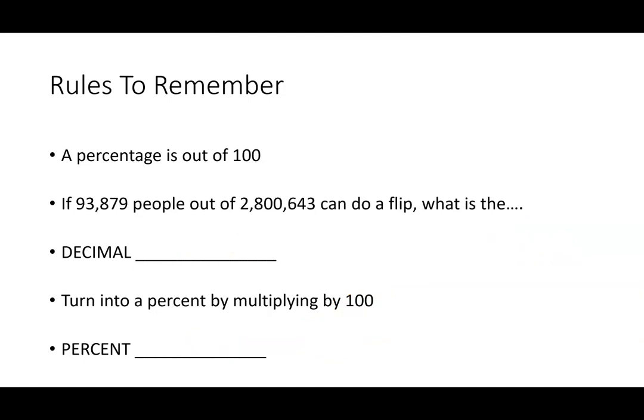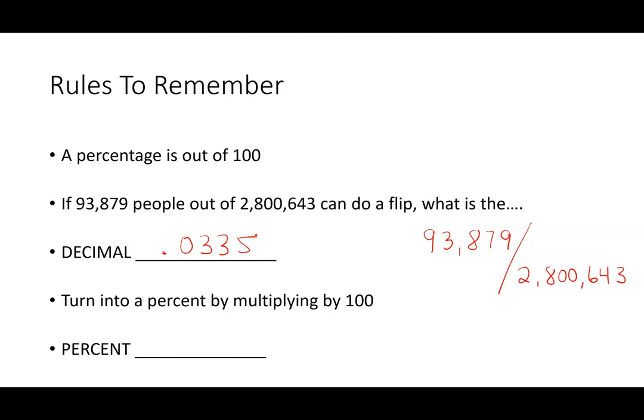Let's try another one. Now the numbers are larger, but it doesn't matter. It's all about a ratio. So I'm taking my 93,879 people that can do a flip over my population of over 2 million, almost close to 3 million people. And when I do this crazy math, I'm going to get 0.033.